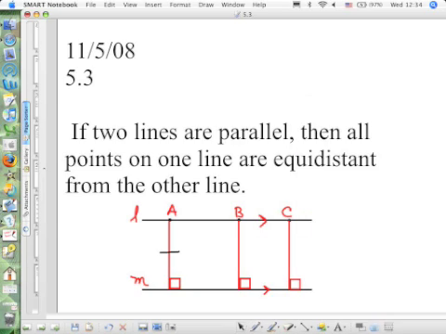This is another theorem. It says if two lines are parallel, the black lines would be our parallel lines, line L and line M, then all points on one of those lines, so point A, B, C, and any other points, are equidistant from the other line. Now remember, when we talk about distance, we're talking about the perpendicular distance between two things.